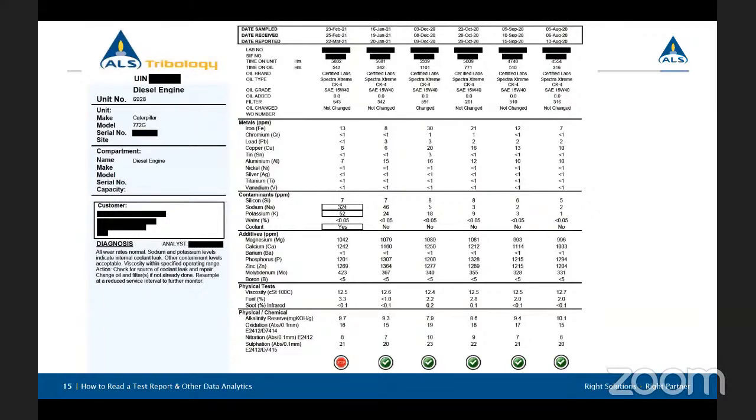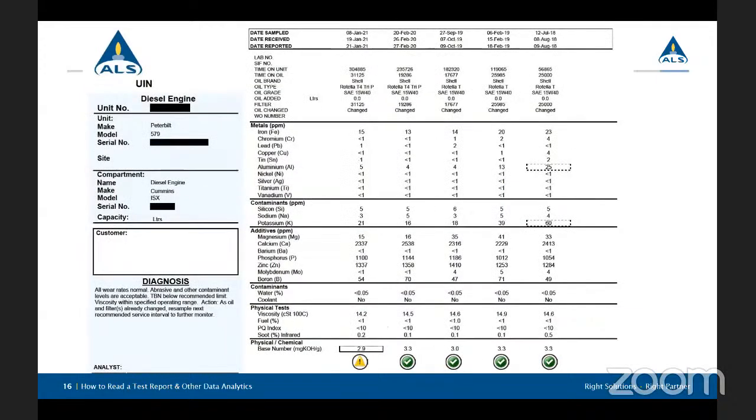Now let's move on to this one. Here we have a report with a caution rating on the most recent sample, and I'm going to show you down here at the bottom. We have a base number of 2.9, which is starting to get below the recommended limit just for a generic diesel engine, and we've put a caution note on here.